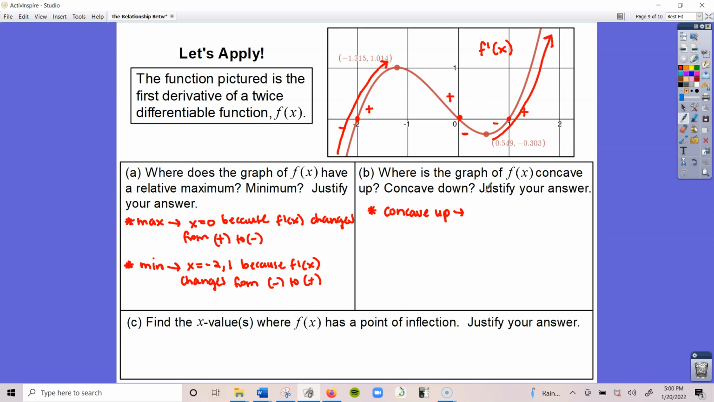So when we're writing our intervals, remember that it's always the x values. You have the coordinates, but we don't care about the y. We just want the x's. So it's concave up from negative infinity to negative 1.215, and then again from 0.549 to infinity because f prime of x is increasing.